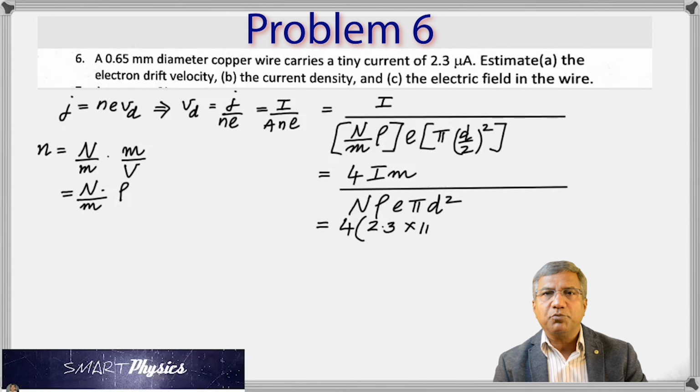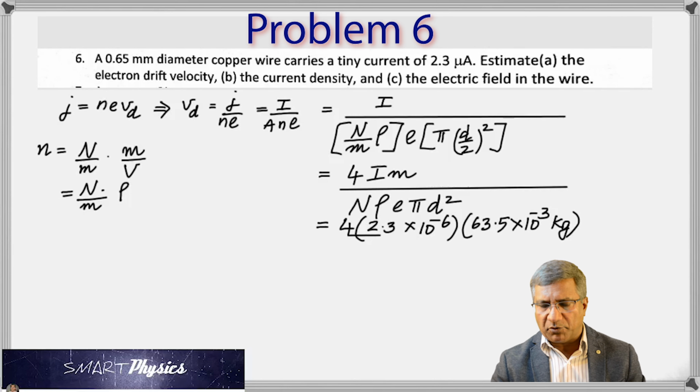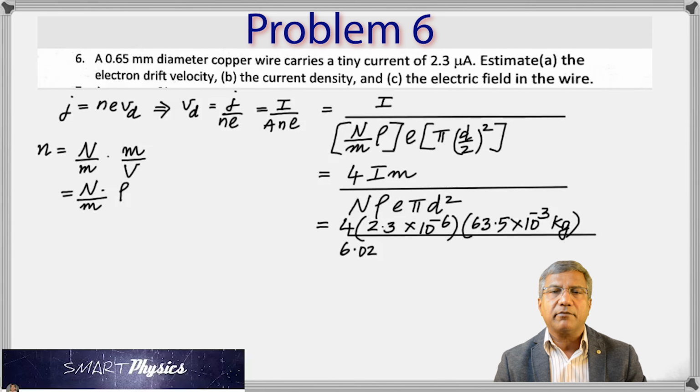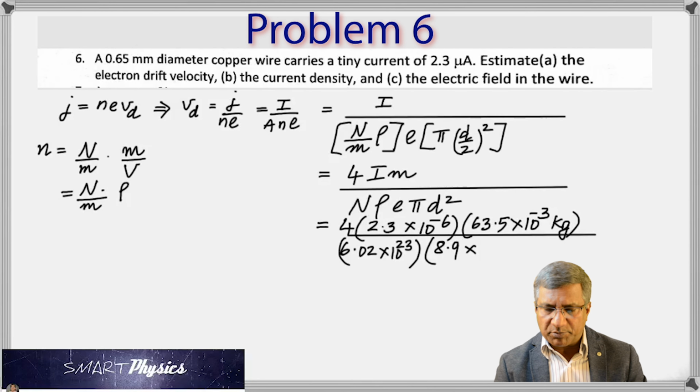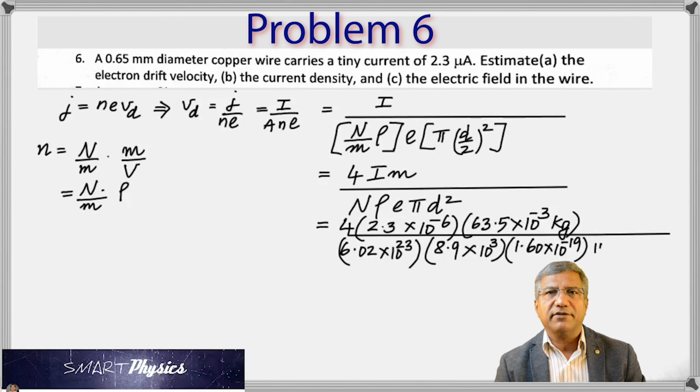So we have the current as 2.3 times 10 to the negative 6. And the atomic mass is 63.5 times 10 to the negative 3 kilogram, because we need the mass in kilogram. 63.5 is the atomic mass. And then we have the Avogadro number, which is caps N, which is 6.02 times 10 to the 23. The density of copper, which is 8.9 times 10 to the 3. The charge of the electron, 1.6 times 10 to the negative 19.